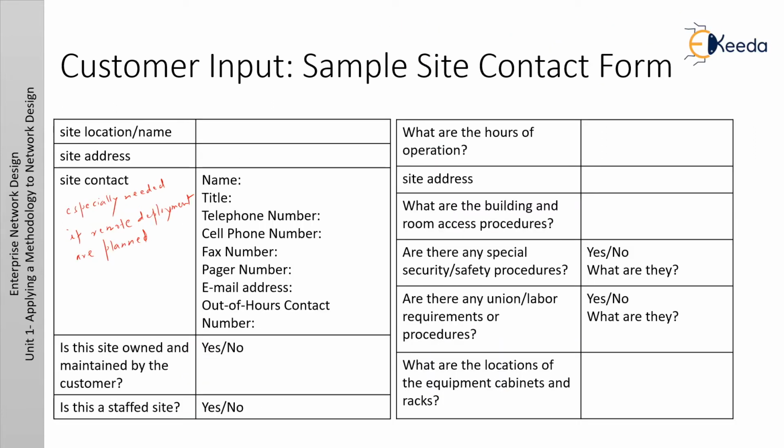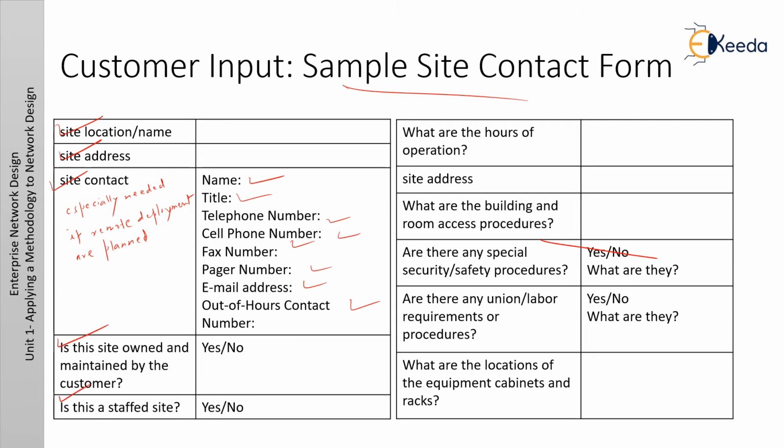This is an example of a sample site contact form. In this sample site contact form, we have the site and location name, site address, and site contact, which is needed if remote deployment is planned, like name, title, telephone number, fax number, cell phone number, pager, email address, and out-of-hours contact number. Is the site owned and maintained by the customer?